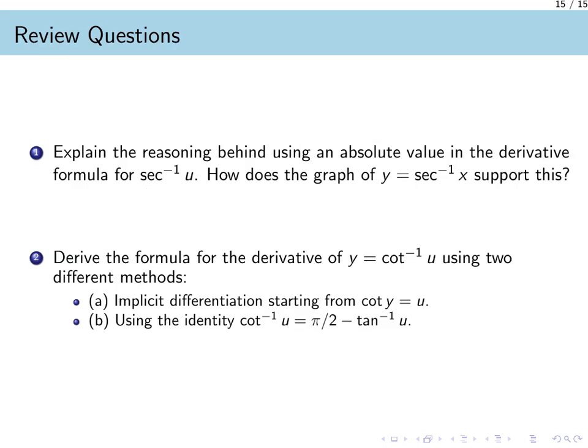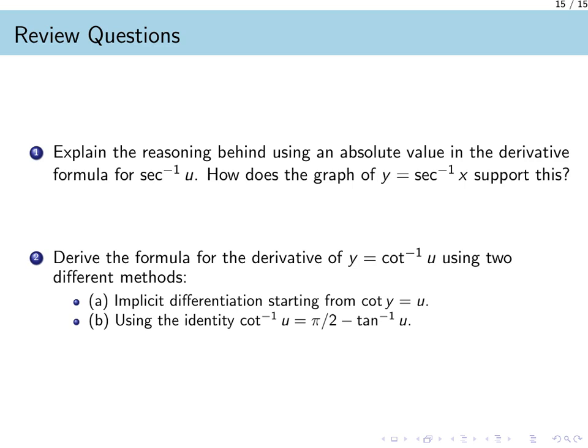To wrap up our discussion, let us review the key derivation techniques we have learned by thinking through 2 important problems. The first challenge is to derive the formula for the derivative of arcsecant of u. This requires you to use implicit differentiation on the equation secant of y equals u, and then use a trigonometric identity to express the result purely in terms of u.